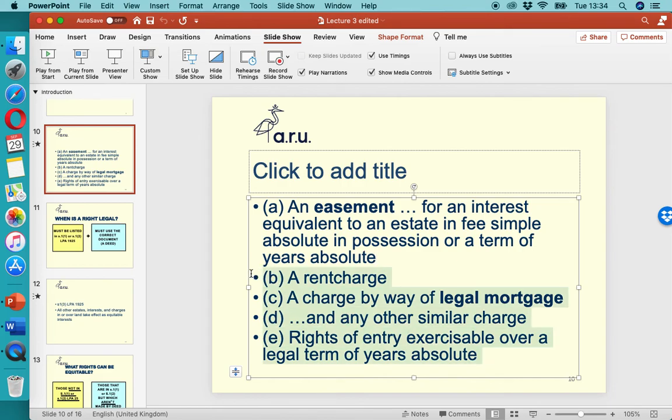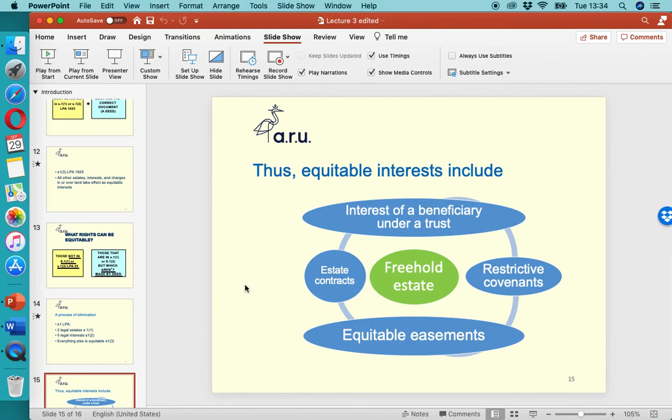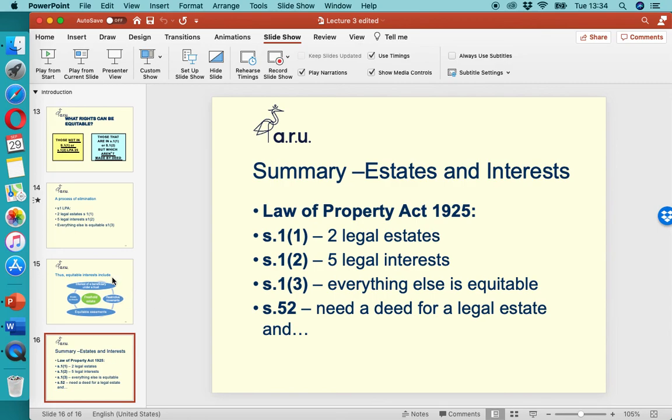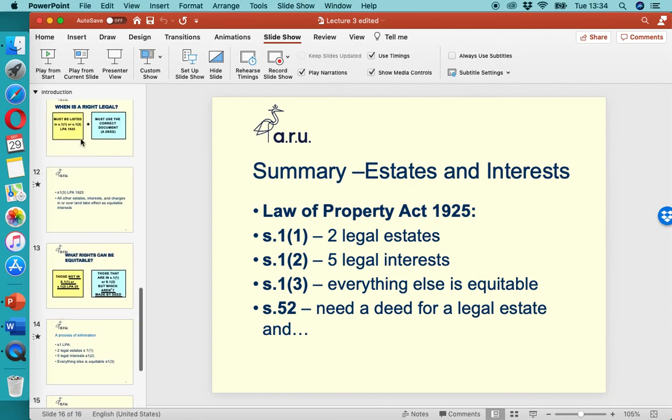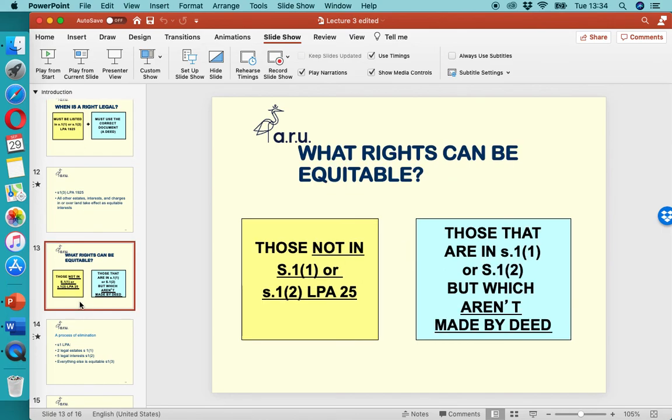So 4 out of 5 of the legal protection mechanisms, or the legal interests in land, are purely financial in nature, and all of the equitable interests in land are promissory in nature. They're looking at relationships and things said between parties. So that's where this stuff matters. As land lawyers in law, we're recognizing that those 2 and 5 are capable of being legal and require the right document. Everything else, or if it's not been made by the right document, will therefore become equitable.